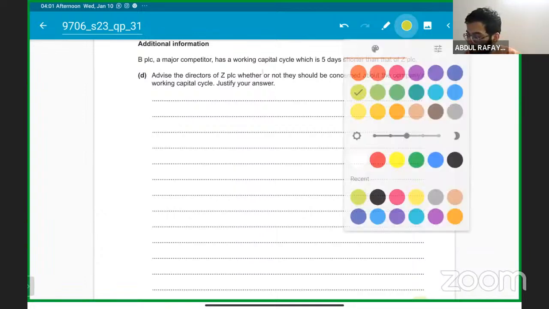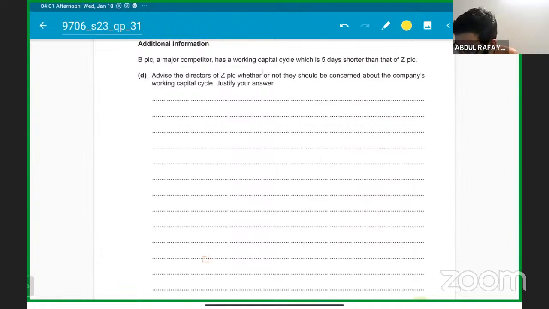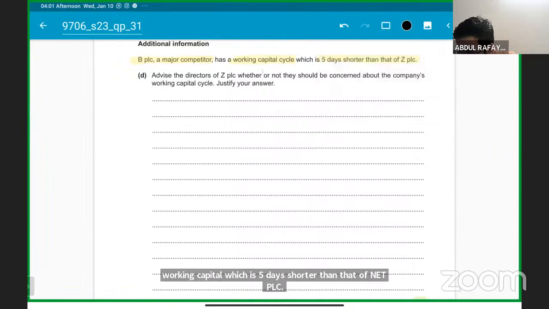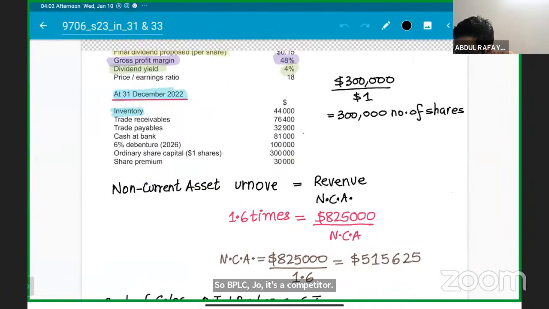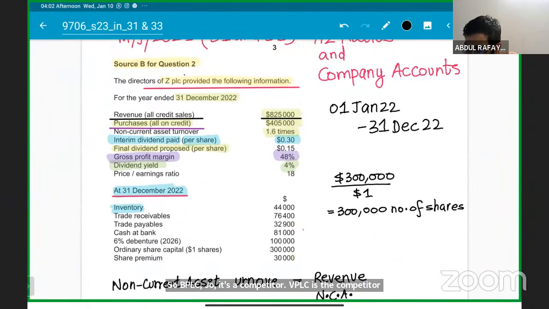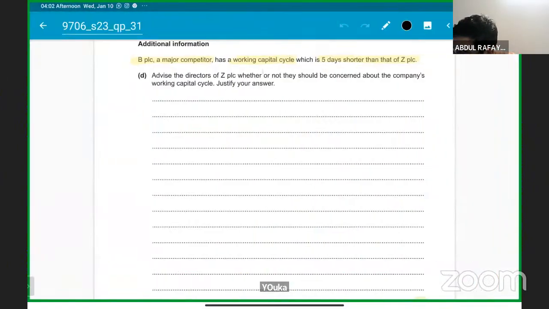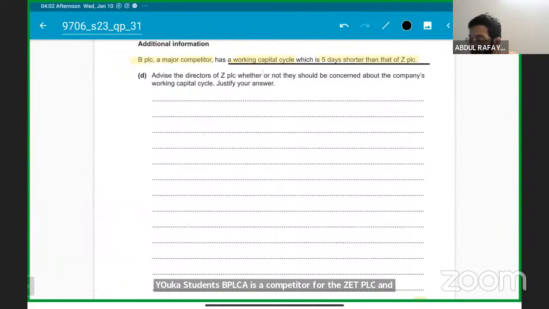Okay, so what we have is basically BPLC. BPLC is a major competitor, so there is another company. BPLC has a working capital cycle which is 5 days shorter than that of ZPLC. BPLC is the competitor for ZPLC, and they have a shorter time span. It has a working capital cycle which is 5 days shorter than that of ZPLC.